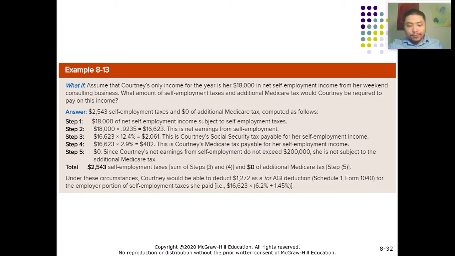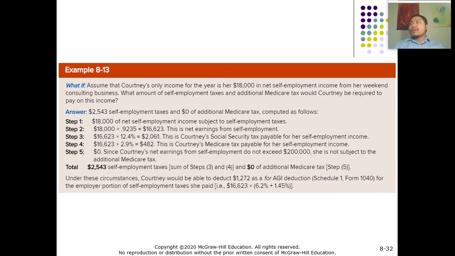Alright, so this is the case where the taxpayer is self-employed. But as we know in real life, there are a lot of taxpayers who have a normal job, who are employed by some companies, and also on the side they have some private business of their own. Some side jobs. So if that is the case, how do we calculate the FICA taxes? Because it's a little bit more complicated.